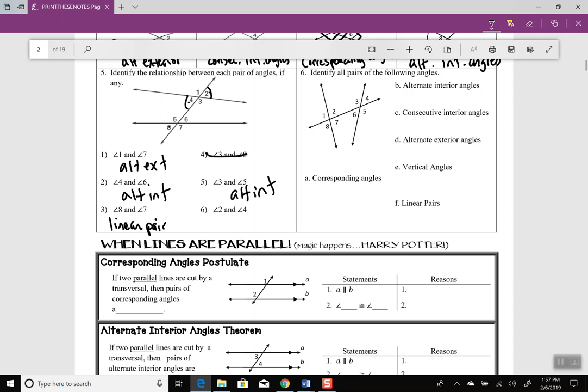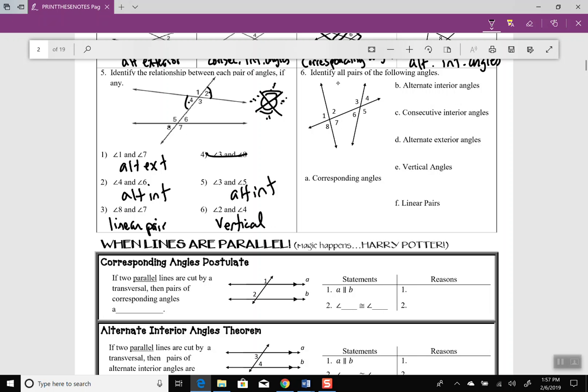So when they're across from each other, when you have two lines cross, you get a pair of vertical angles here and a pair of vertical angles here. So these two are equal to each other, and these two are equal to each other. So angle 2 and 4 are equal or congruent by vertical angles.